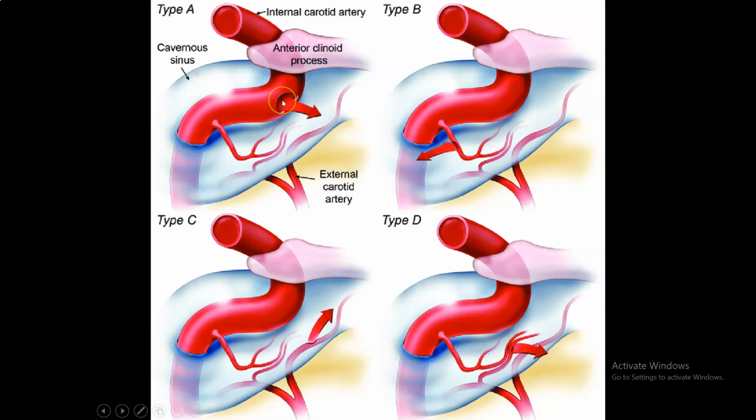So this is direct high flow. This is from the branches. B, internal carotid branches. C, external carotid branches. D, internal and external carotid branches.